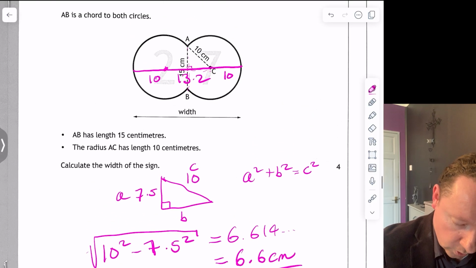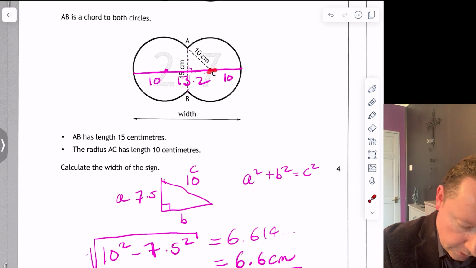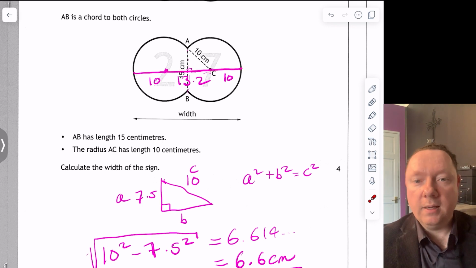I'll double check on that because it was a longer question. That's definitely 10. That's definitely 10. And that's definitely 2 of them. So I'm quite happy with that.